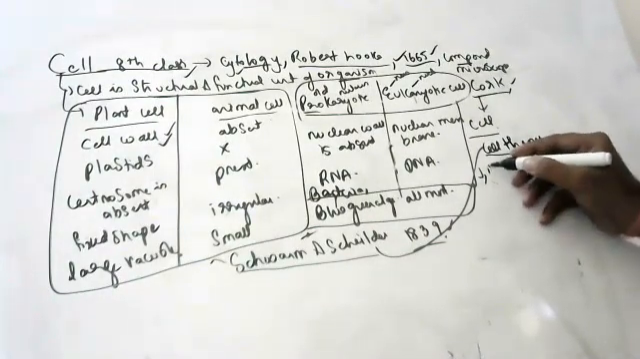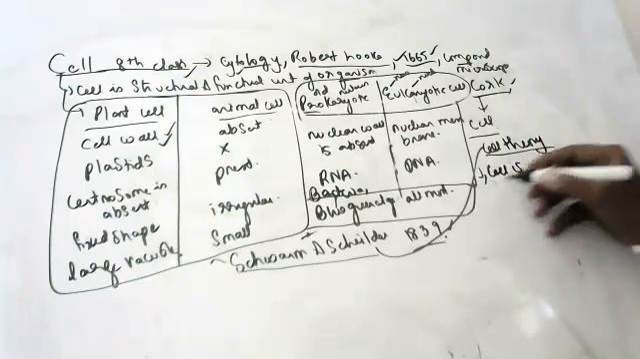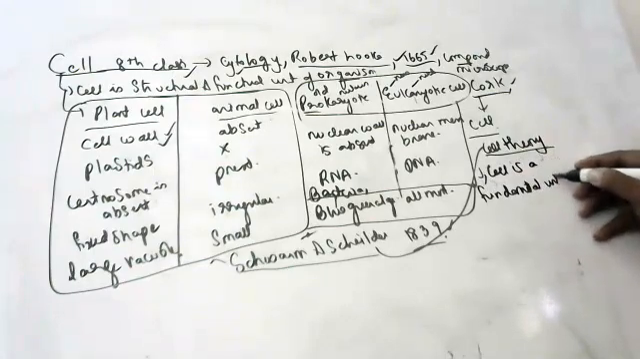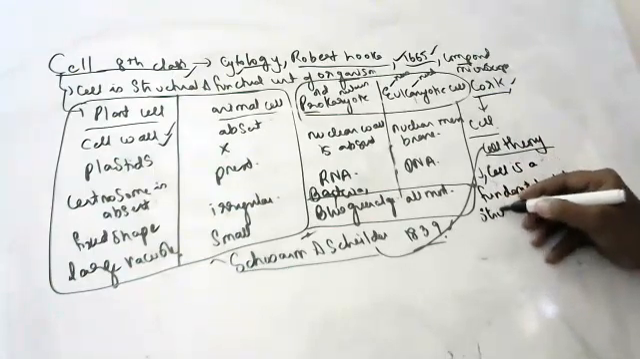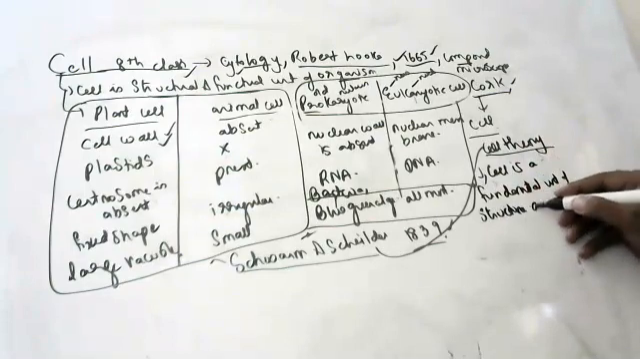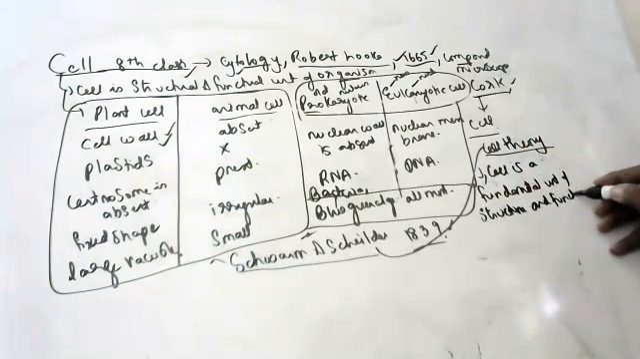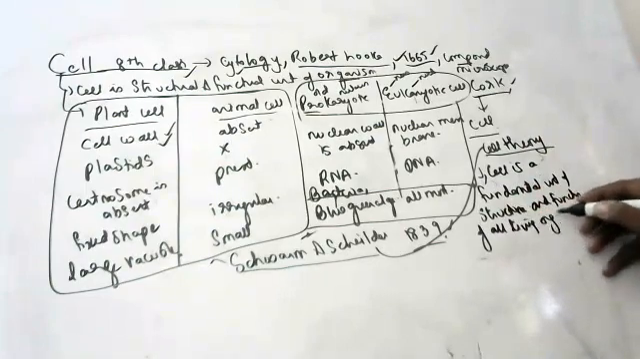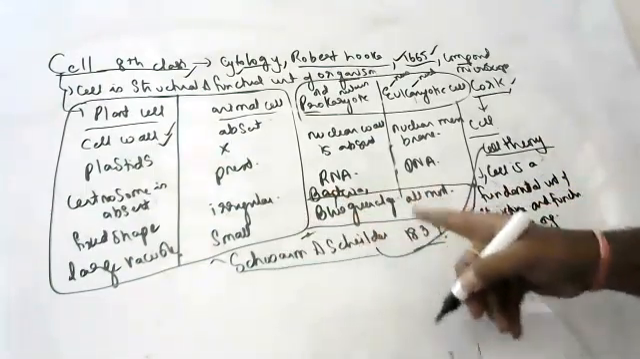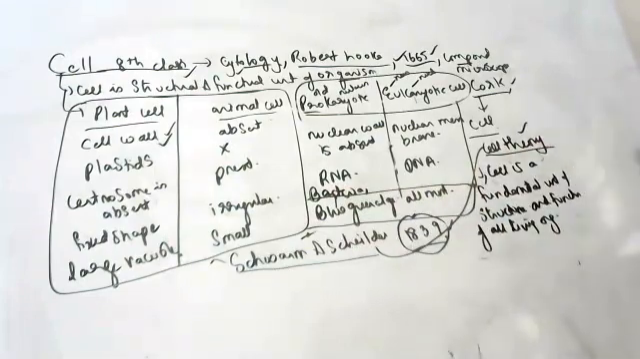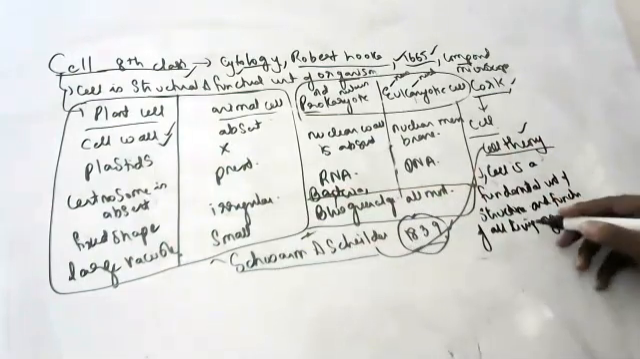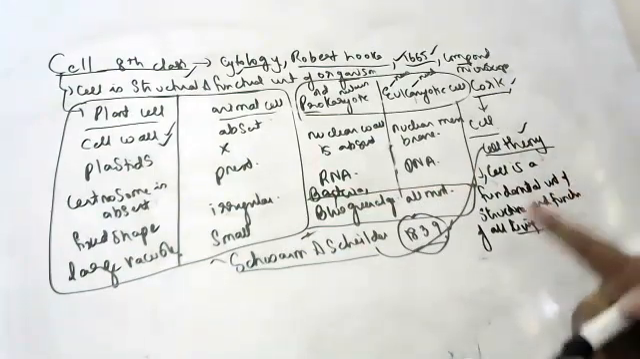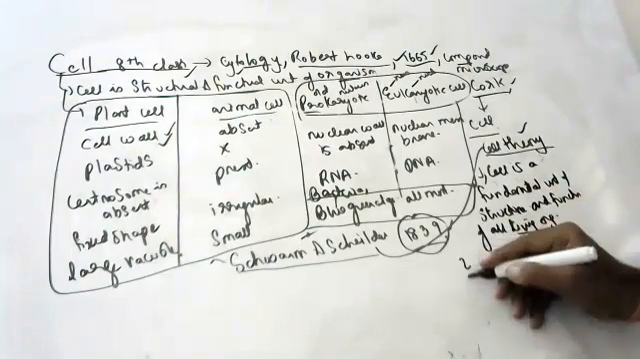He said that cell is the fundamental unit of structure and function of all living organisms. Okay, children, of all living organisms. Two German scientists, Schwann and Schleiden, in 1839, proposed cell theory. The cell theory states that for all living organisms, the fundamental unit of structure and function is the cell.